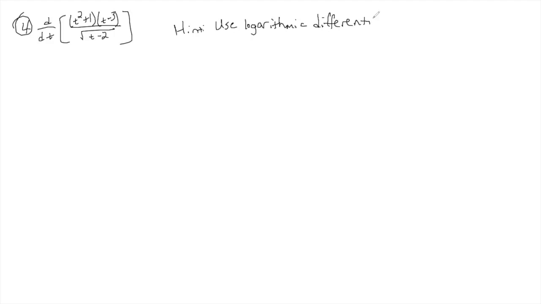Okay, so number 4 is the one that came with a hint. The derivative with respect to t of the following: (t squared plus 1) times (t minus 3) over the square root of t minus 2. Okay, and now the hint was to use logarithmic differentiation. Now, the reason we gave a hint here and we didn't for the previous one is that we used logarithmic differentiation on problem number 3. But here, this is a problem I can do without logarithmic differentiation.